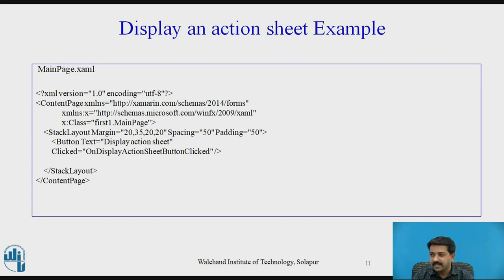So this is my design file, the MainPage.xaml file. Here we have a StackLayout with Margin as a property, Spacing as a property, and Padding as a property. Then we have a button, and the name of that button is Display Action Sheet. And here the event is Clicked, which will call the event handler, and the method name is OnDisplayActionSheetButtonClick. When we click on that button, it will call this method.